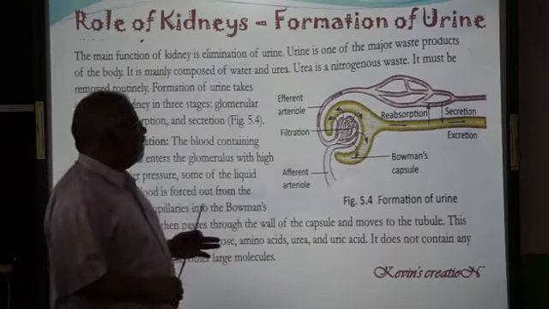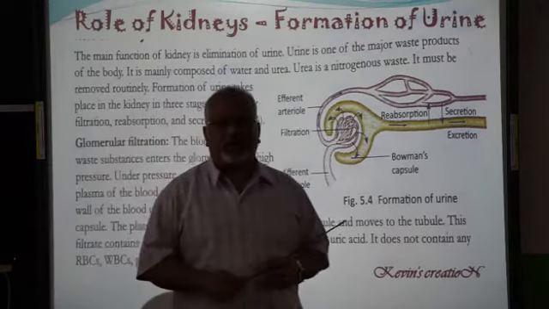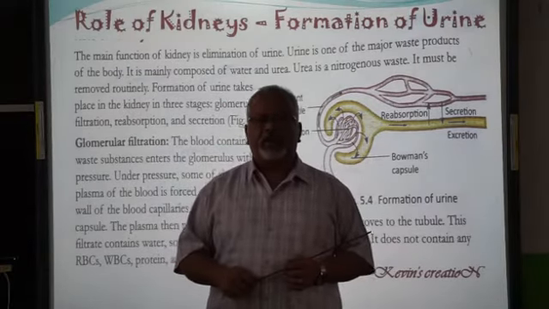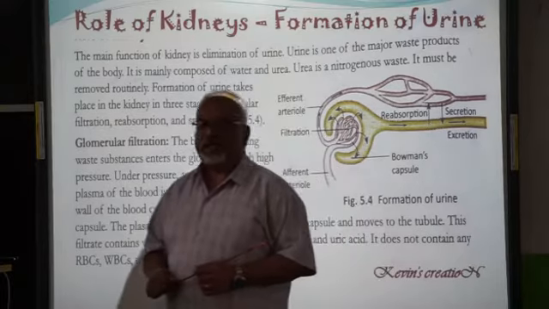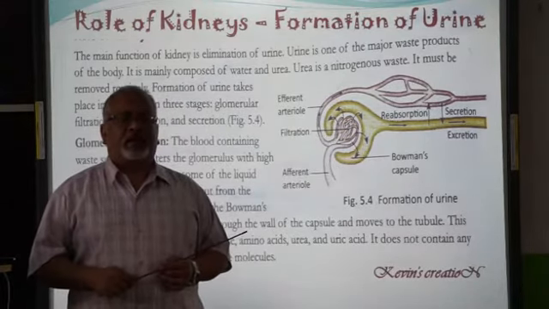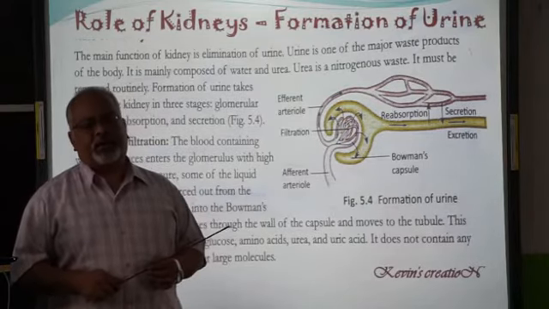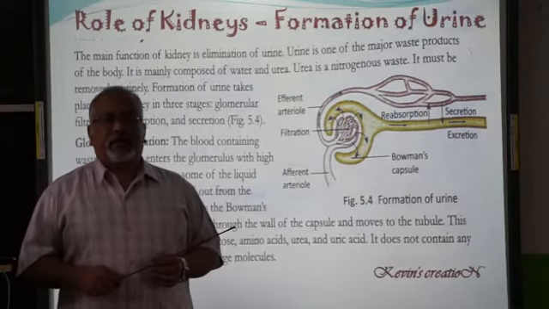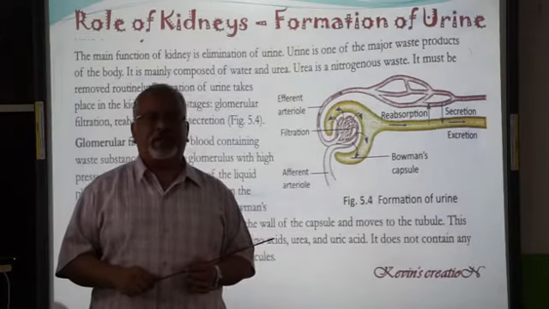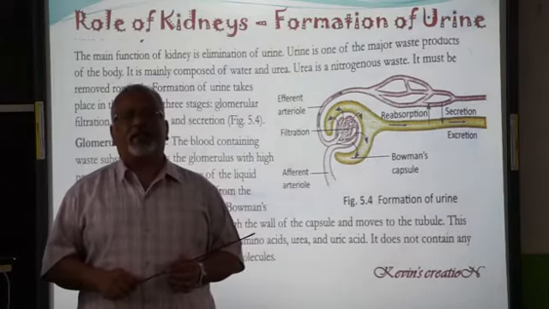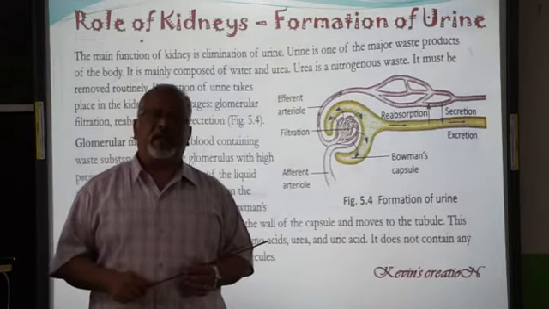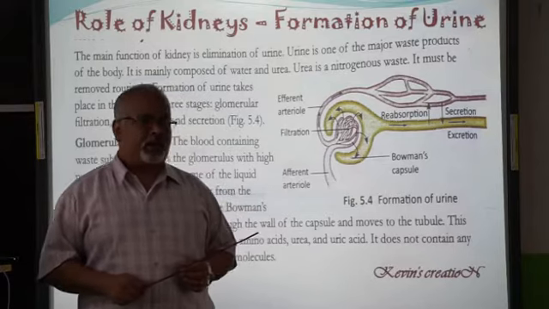Now when we talk about this urine, why does it have to be eliminated from the body? Urine carries certain toxic materials like urea, uric acid, sodium, potassium, etc., which should not stay in our body. If it is retained in the body, then a person can die because of this. That is why it has to be eliminated from the body.